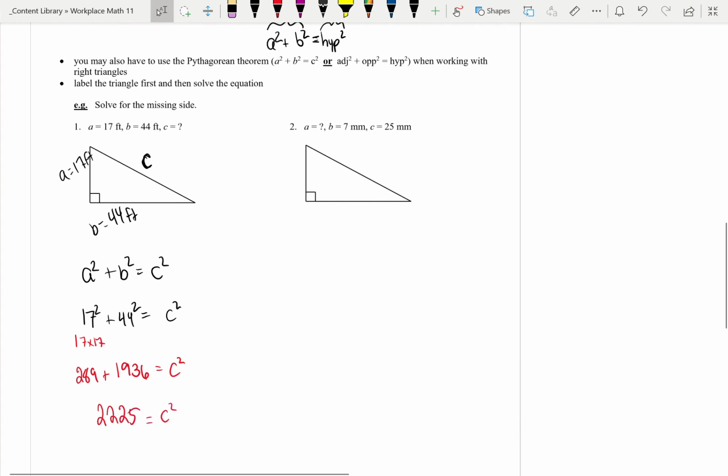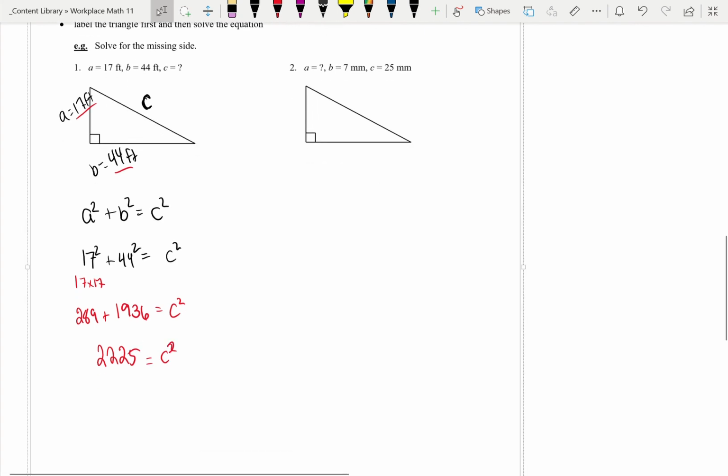Now, one of the things you can check, I see a lot of people stop right here. If we think about it for a second, it doesn't make sense that one side is 17 feet, the other side is 44 feet, and then this side is 2,225 feet long. How would it fit? How would it be a straight line? It wouldn't work. So remember, we have solved not for C, but for C times C.